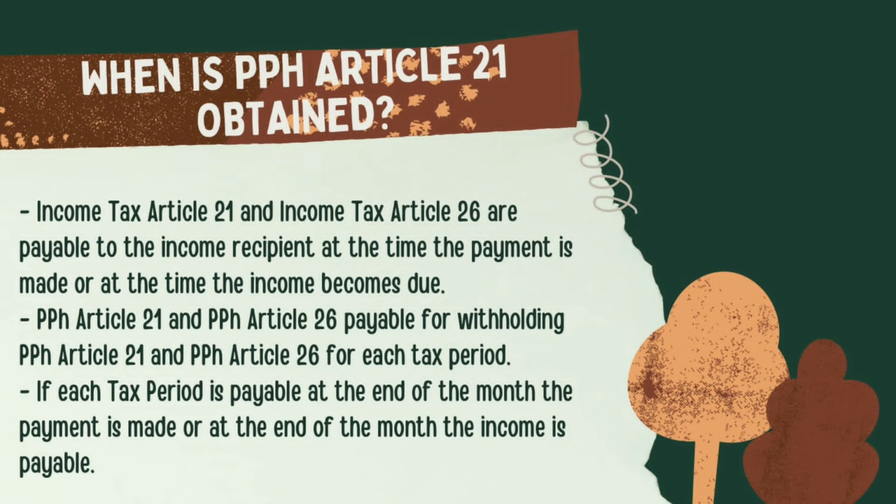First, Income Tax Article 21 and Income Tax Article 26 are payable to the income recipient at the time the payment is made or at the time the income becomes due. Second, PPh Article 21 and PPh Article 26 are withheld for each tax period. Third, if each tax period is payable at the end of the month, the payment is made or the income is payable at the end of the month.